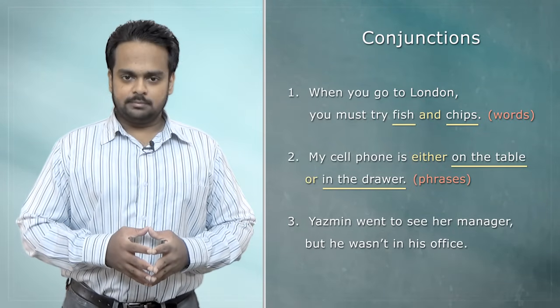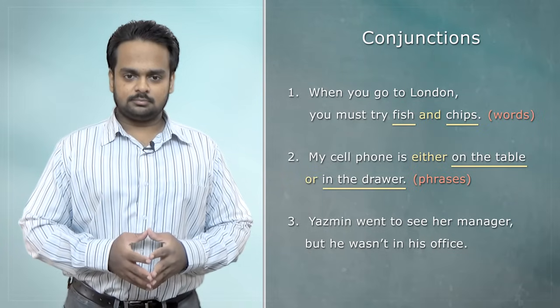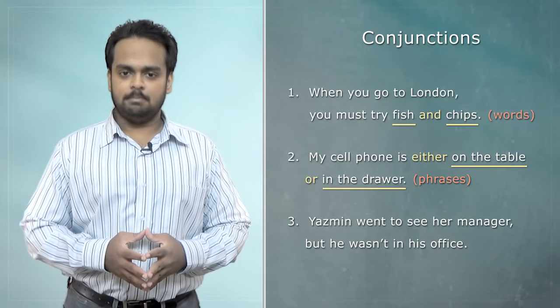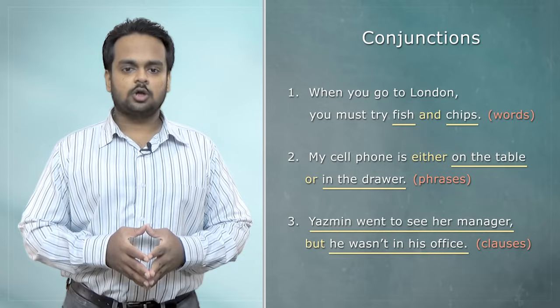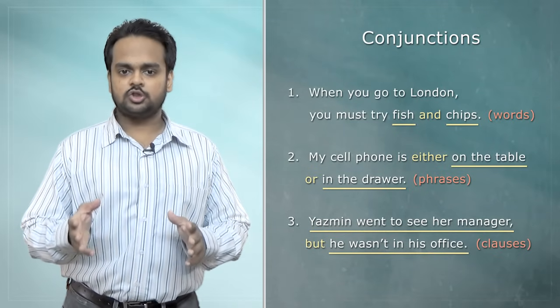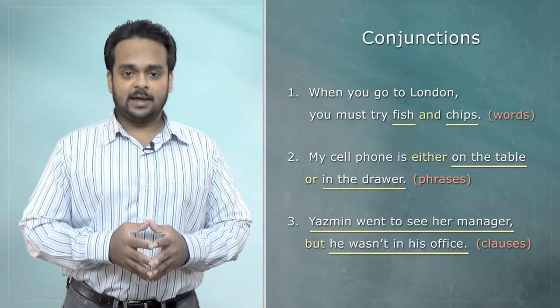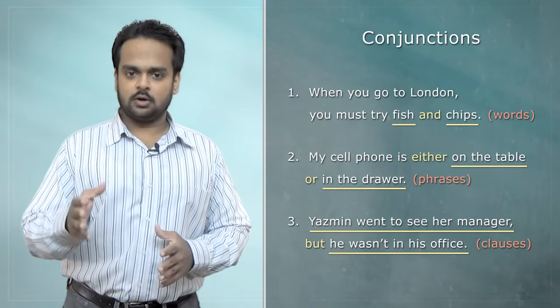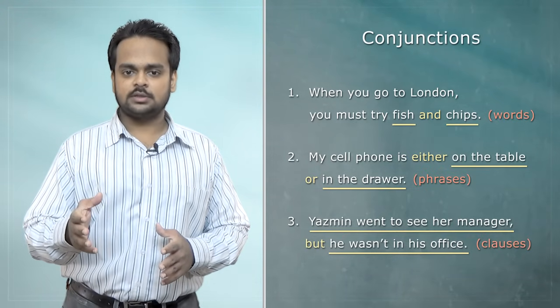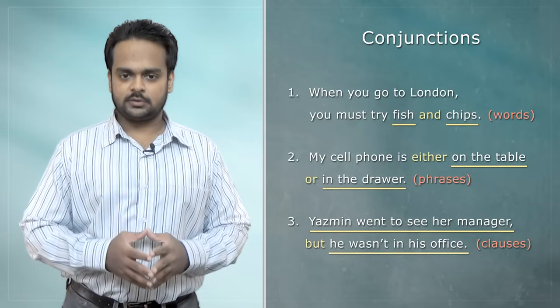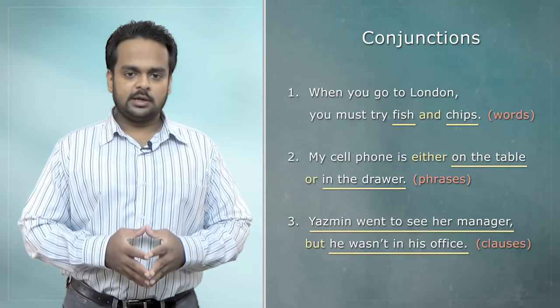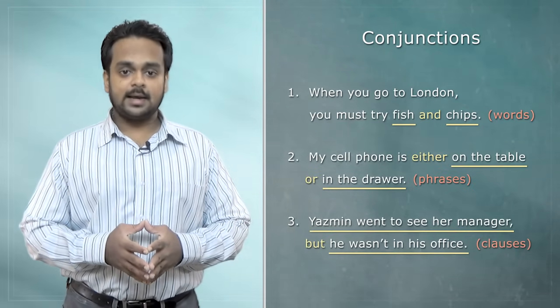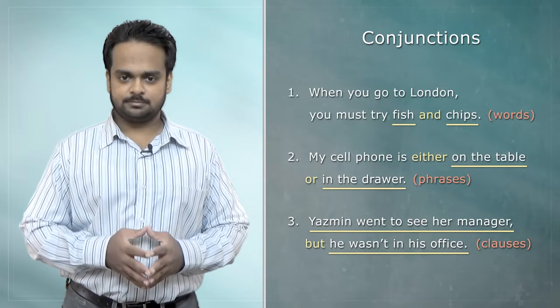And in number three, can you find the conjunction? The conjunction is but, and it connects two clauses. Clauses are just like sentences. Yasmin went to see her manager is the first clause, and the second clause is he wasn't in his office. So you see here that conjunctions can connect any two parts of a sentence.